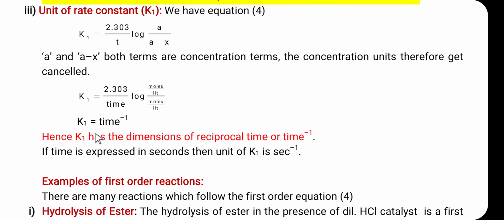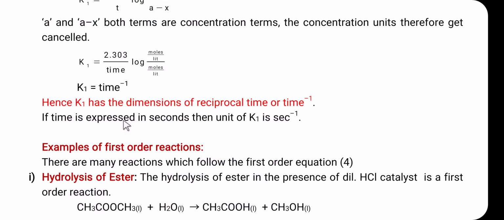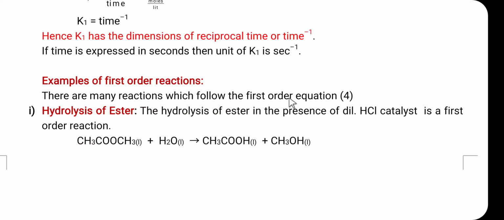That is why we can say that the unit for the velocity constant for the first order reaction K1 is equal to time inverse. If time is in second, we can write it as second inverse. If time is in minute, we can write the unit minute inverse. If it is in hour, then the unit is hour inverse. So, the unit for the velocity constant for the first order reaction is time inverse. So, these are the three characteristic features for the first order reaction.